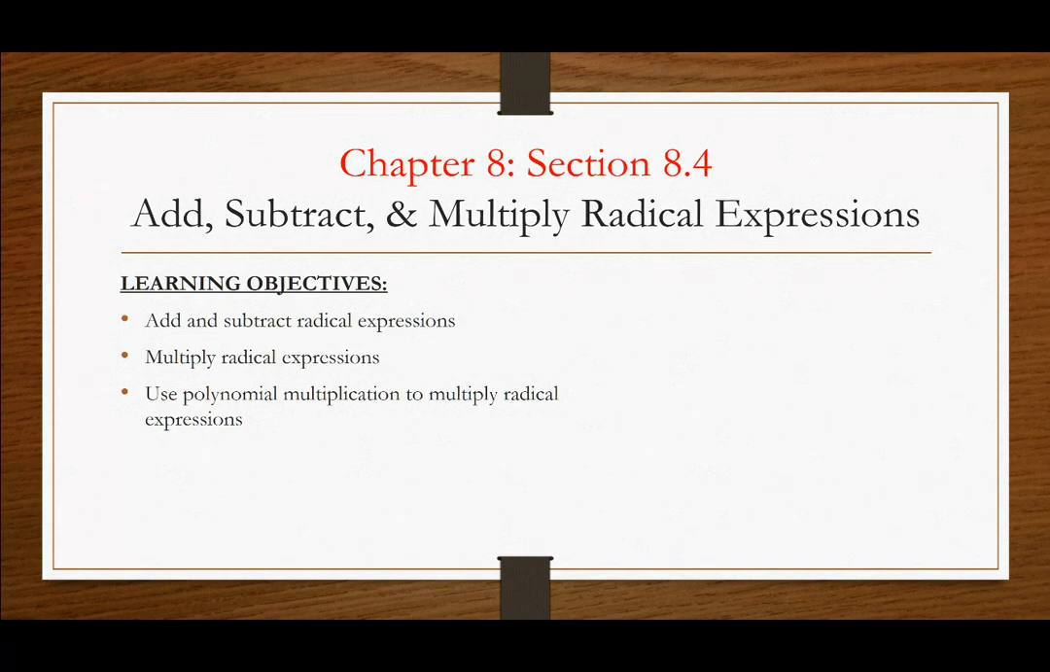In previous sections we've discussed the product rule, which allows us to simplify most radical expressions, which is critical for this particular lecture. We're going to start with the addition and subtraction of like radicals, and then move into the more complicated scenario of how we multiply them together. The use of polynomial multiplications is also going to be introduced in another section.